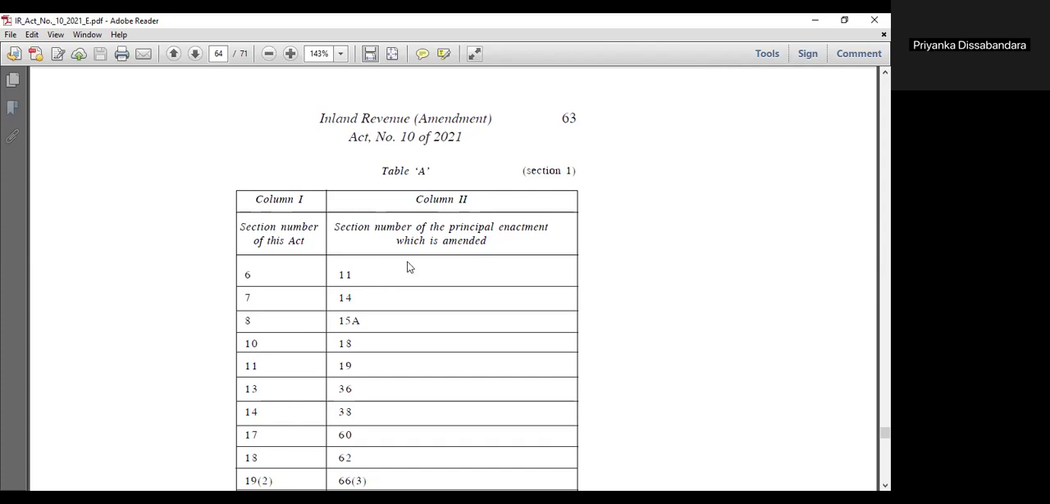Section 6, this is the section of the principal act. So this amendment was made for section 11 of the principal act.